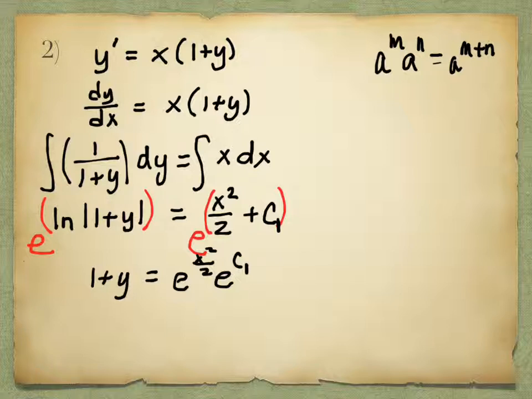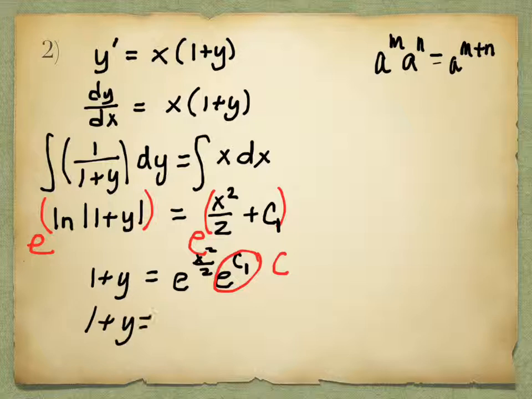Okay, e is a number. C1 is a number, so e to the C1 is a number. It's just some number, right? In fact, it's a number that I'm going to give another name to. I'm going to call this number C, which is why I went and changed that to C1. I know it was tricky.